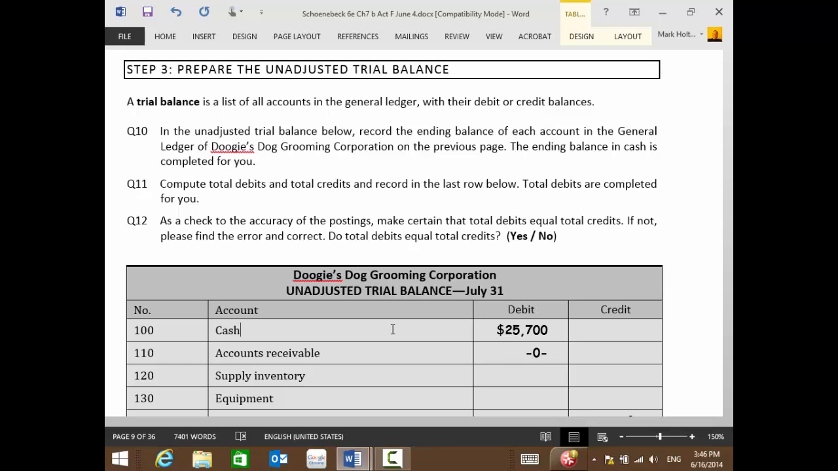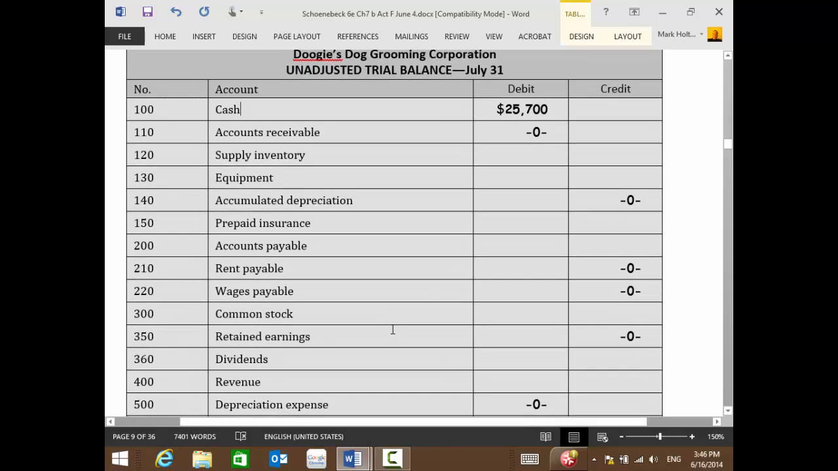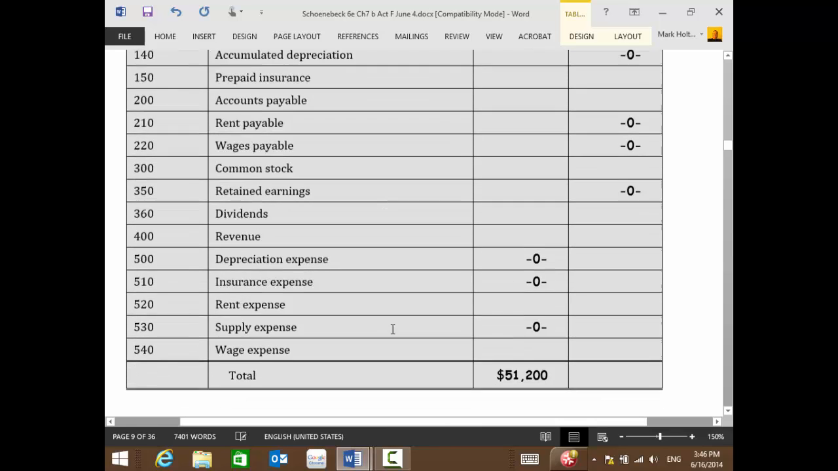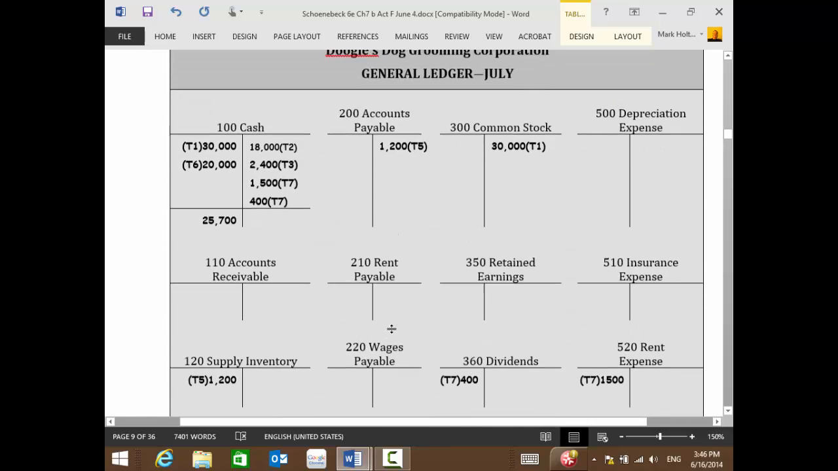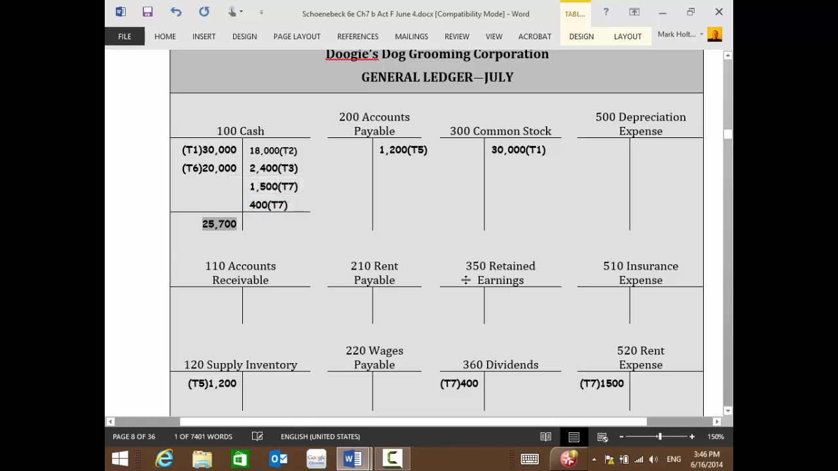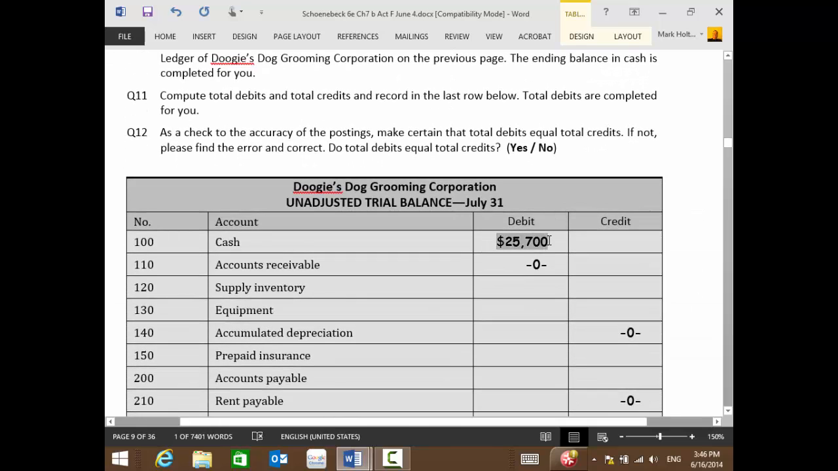So what we'll do now is copy all the numbers that we have into the unadjusted trial balance, and then see if they equal. Take a second right now. Cash is $25,700, so it's filled in for you over here. Fill in the rest of the numbers. Remember we had supplies inventory of $1,200, equipment of $18,000, prepaid insurance of $2,400, accounts payable of $1,200.